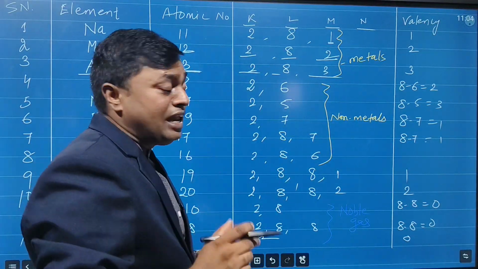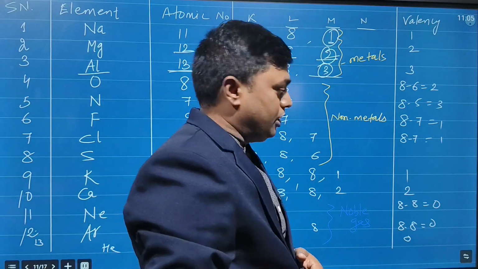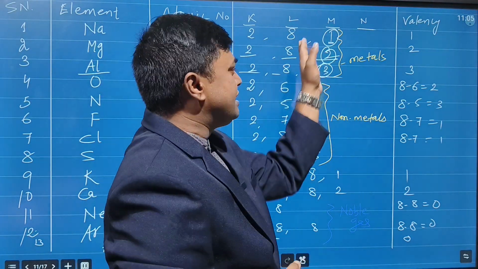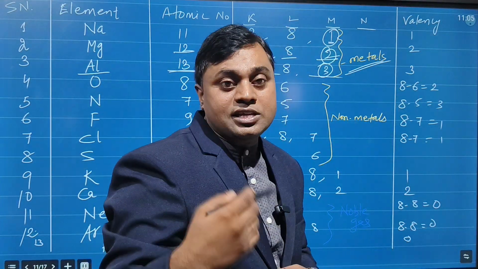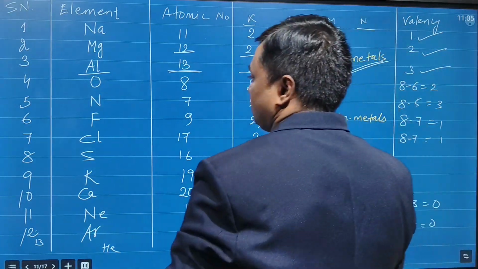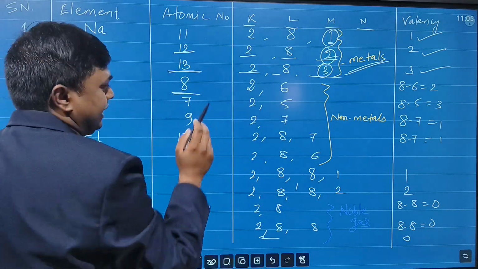Remember one thing: what do you mean by valence electron? The electron present in the last shell is called the valence electron or valence shell electron. If the valence shell electron is 1, 2, or 3, generally they belong to metals, and their valences are nothing but the valence electrons, 1, 2, and 3 respectively. Yes or no? Now let's see oxygen. The atomic number of oxygen is 8.